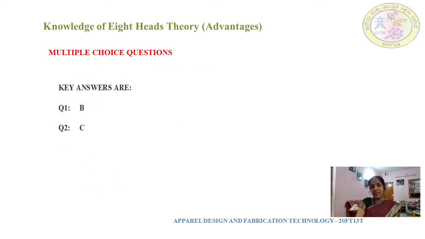So the key answers are: question number 1, that is B. Question number 2, that is C.